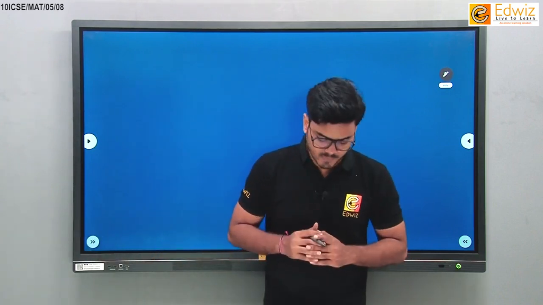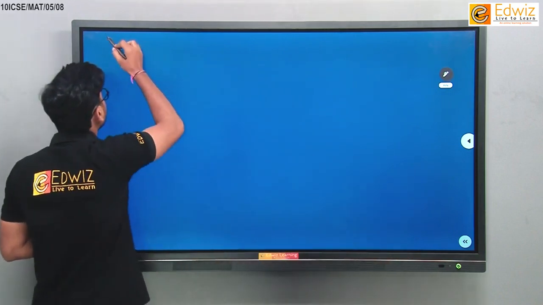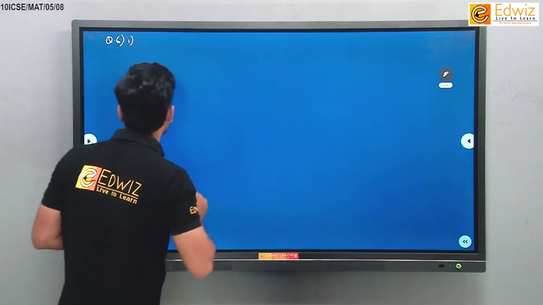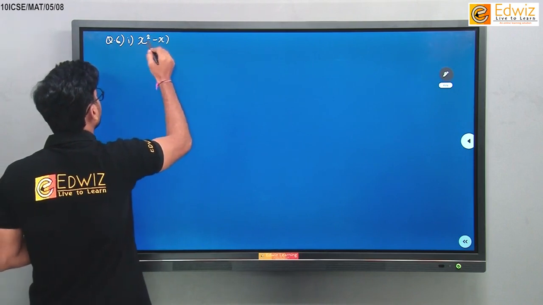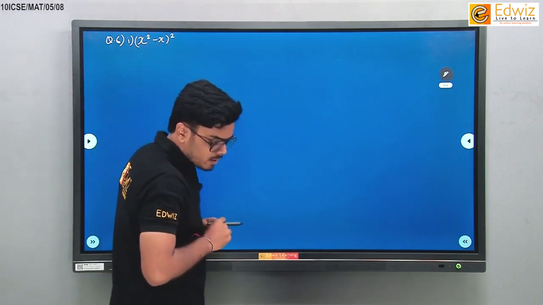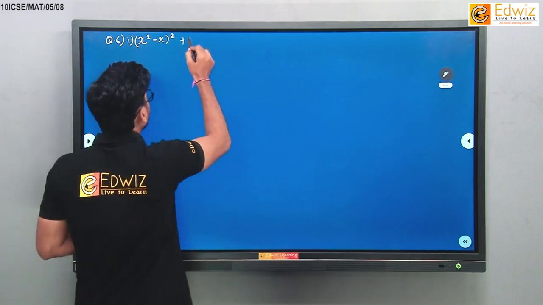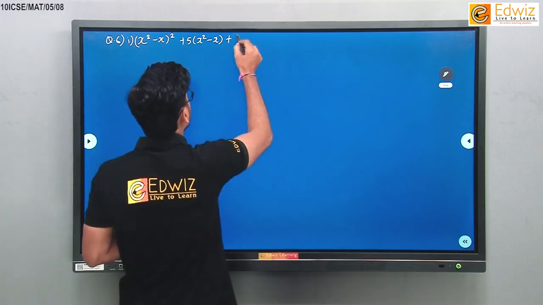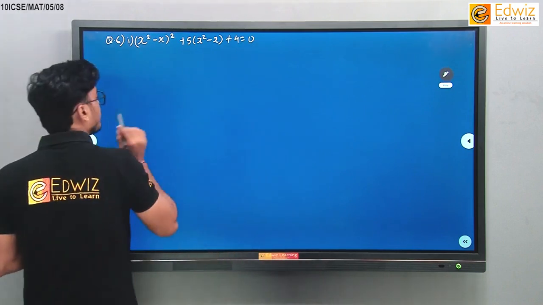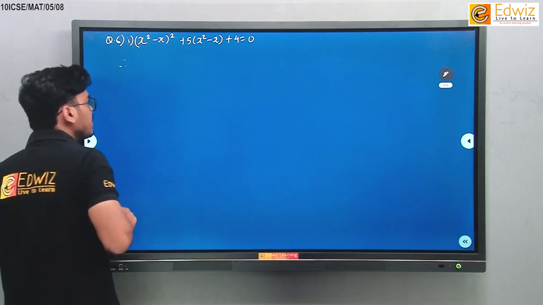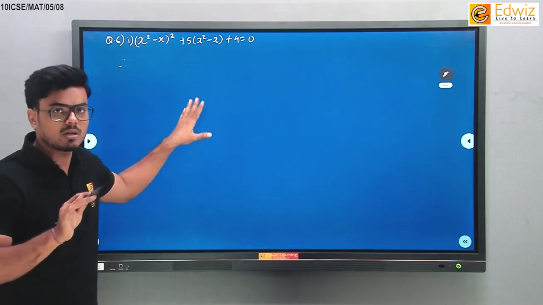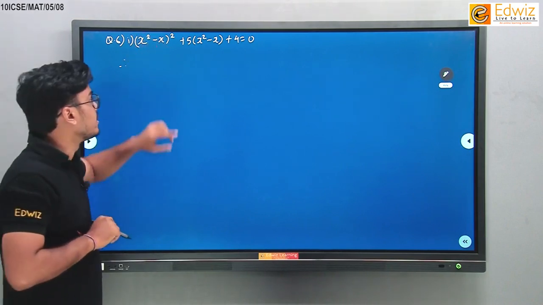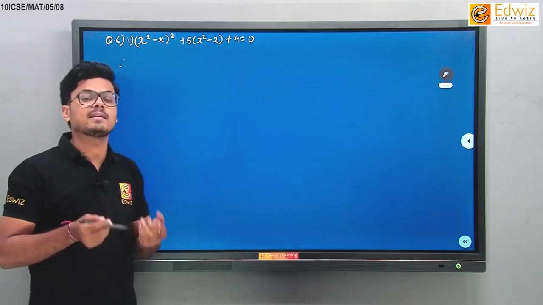Question number 6. In question number 6, again you have to solve the given equations. How are the equations given? First equation is x square minus x the whole square plus 5 multiplied by x square minus x plus 4 equal to 0. Now if you look at the equation, again it is not a quadratic equation, because if I open this bracket, we will get x raised to 4. The square of x square will be x raised to 4.